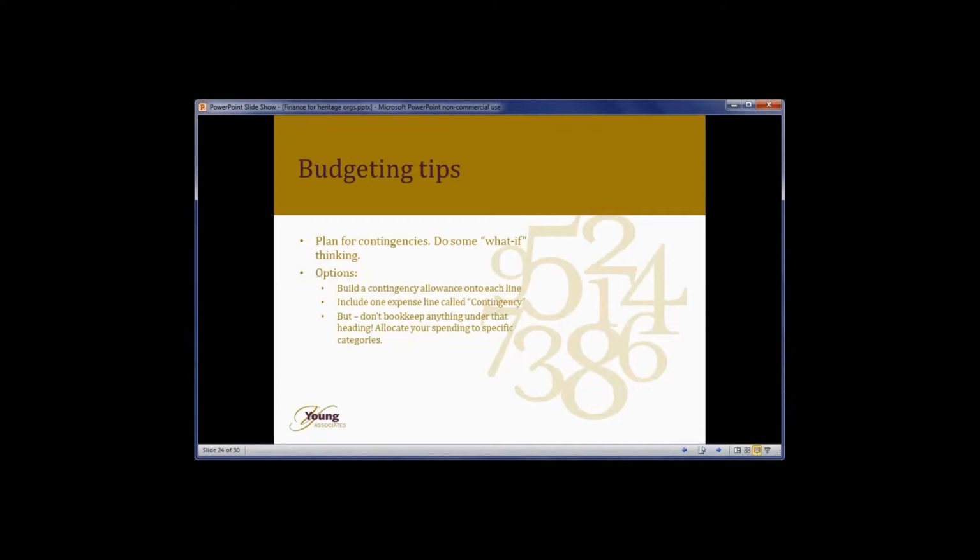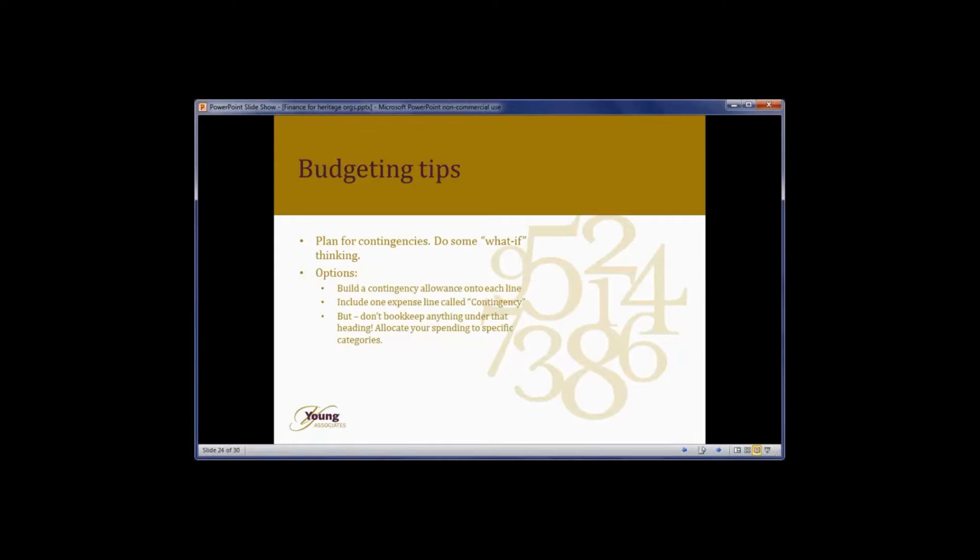What a lot of organizations will do is build a little bit of padding into their expense lines. So this goes back to the idea of conservatism. Contingency allowance might be conservatism and then some, just to allow a bit of leeway on each line. Another strategy is to have one expense line in the budget called contingency, where you just stick a number in there that gives you a bit of play in your expense budget.